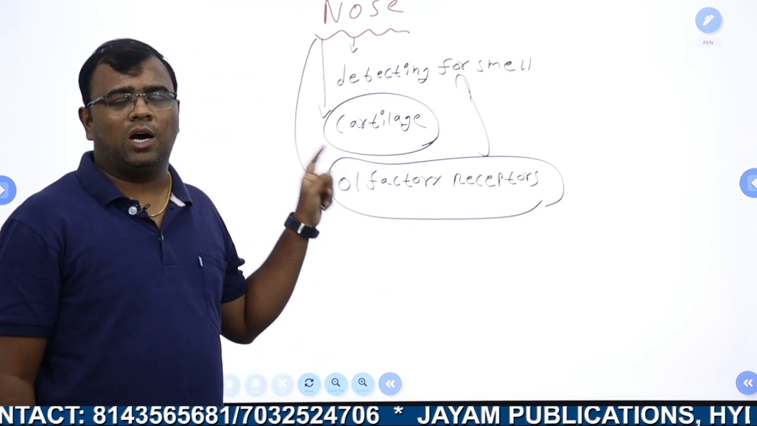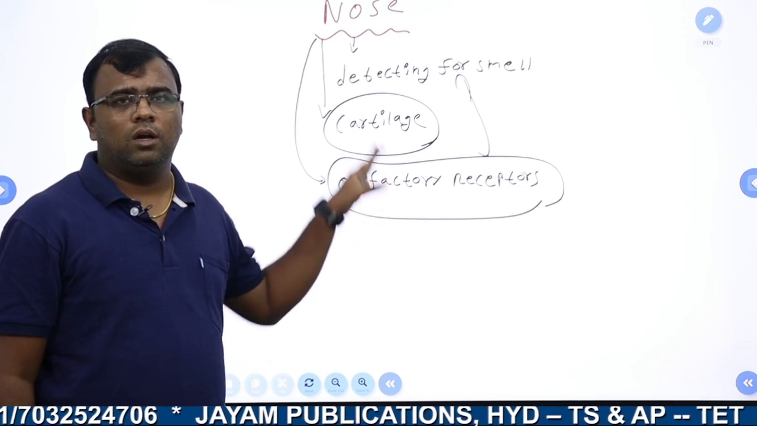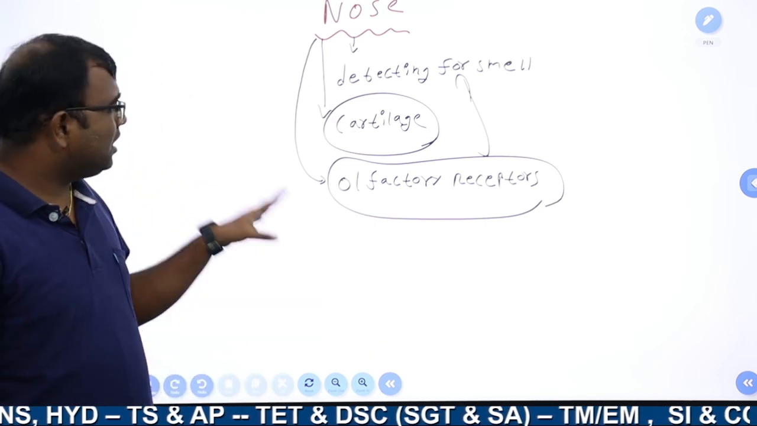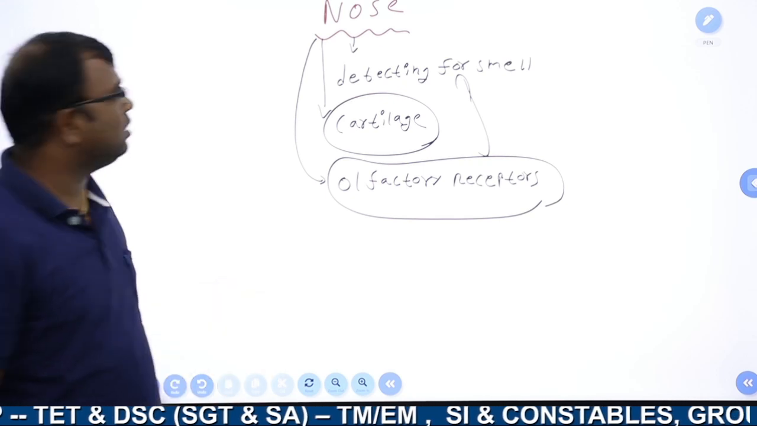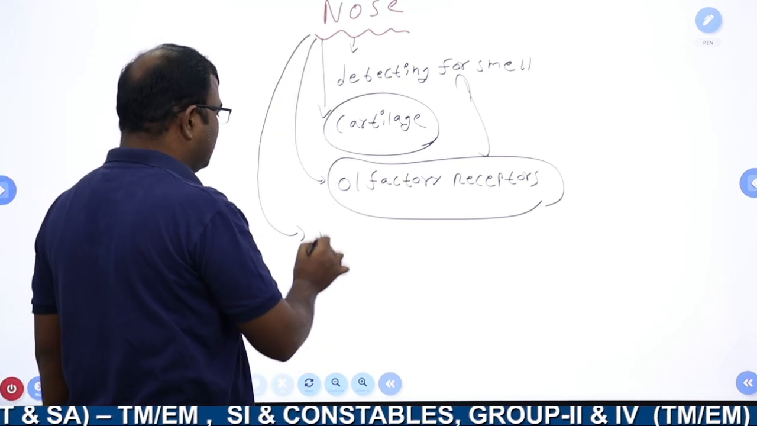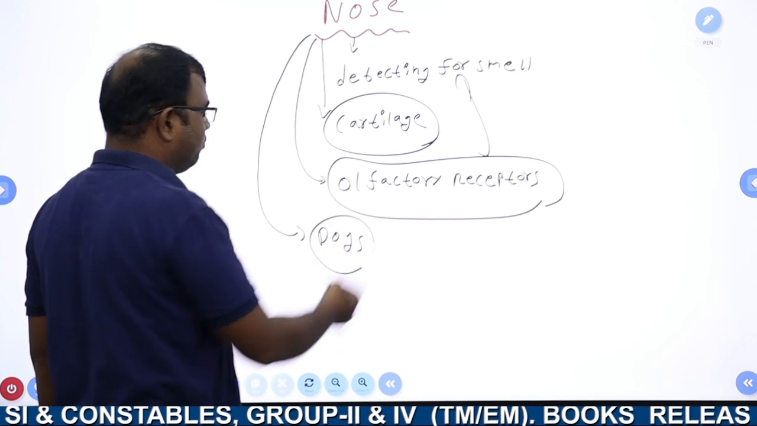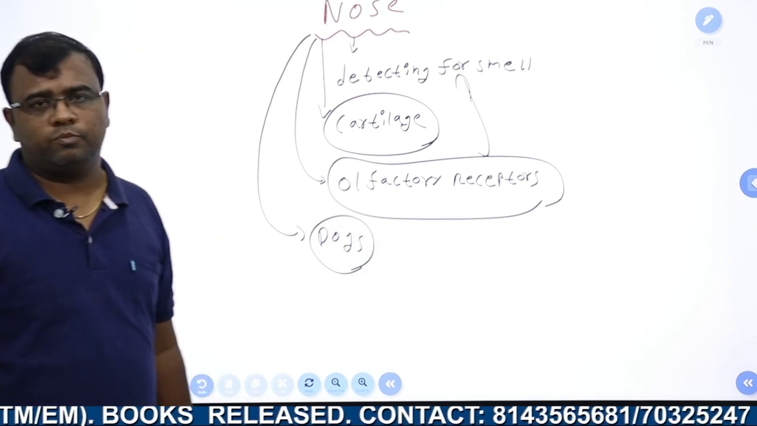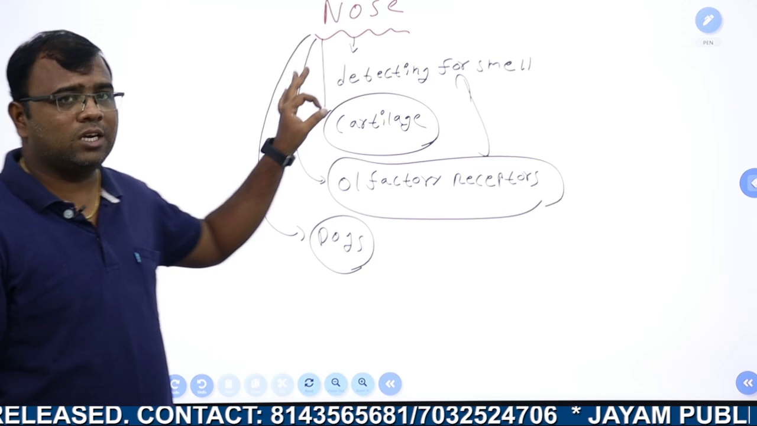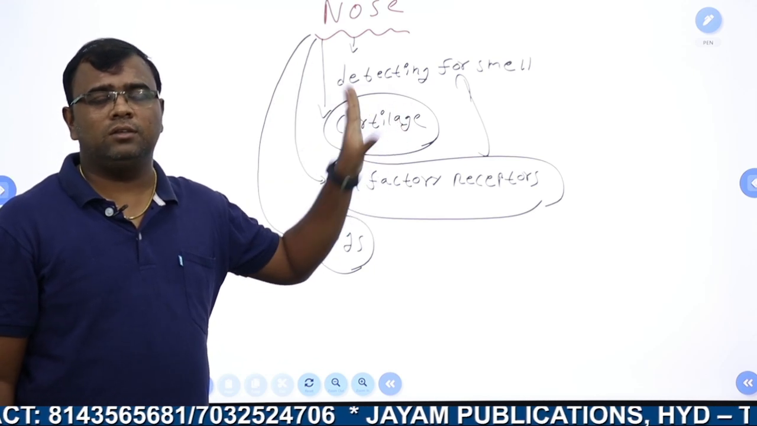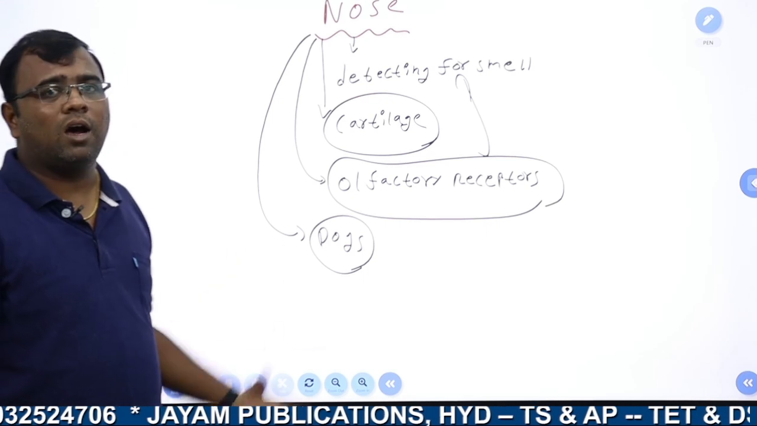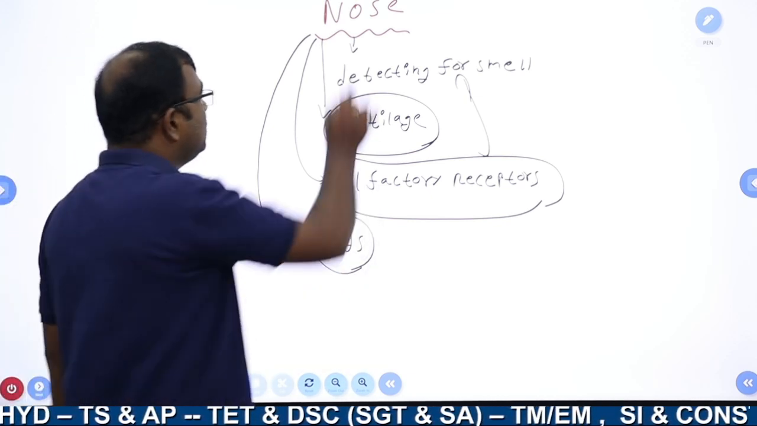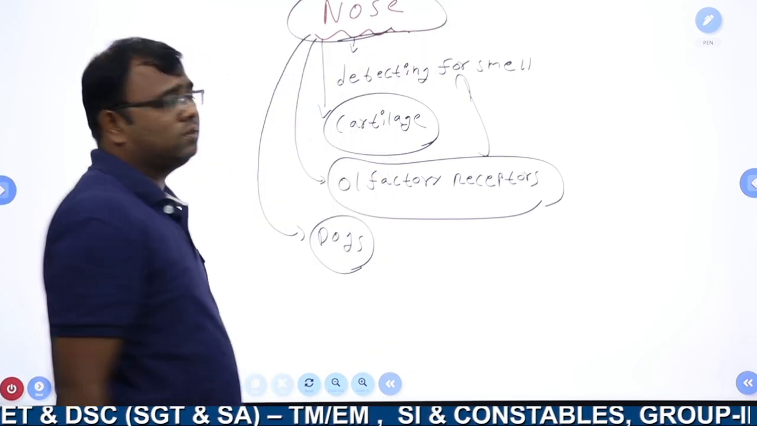Inside the nose, the olfactory receptors are present, used for detecting smell. The highest number of olfactory receptors are present in dogs. So dogs are used for identification of criminals also. This is one part of the sense organs.